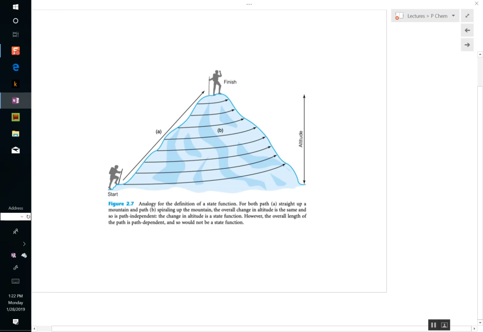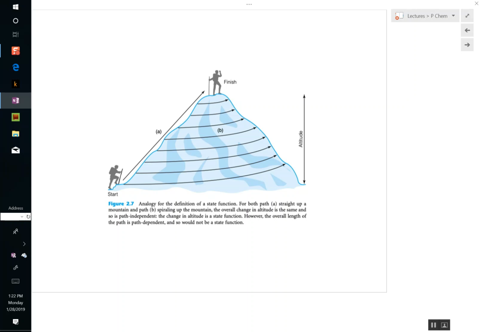Okay, this is similar to getting back to state functions. This is a similar slide to what I said a while ago. It's right in the book, looking at two routes up here. If we look at altitude, it's immaterial which way these two climbers went. Their change in altitude is the same. So that's your state function aspect of it.